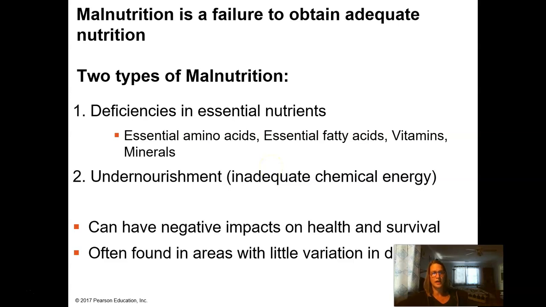So malnutrition can have negative impacts on health and survival. So that means if you have severe malnutrition, you can die. And it's often found in areas where there's not very much variation in the diet. So there might actually be enough food, but it's just not varied enough, and so you're not getting the specific vitamins, minerals, fatty acids, or amino acids that you need.